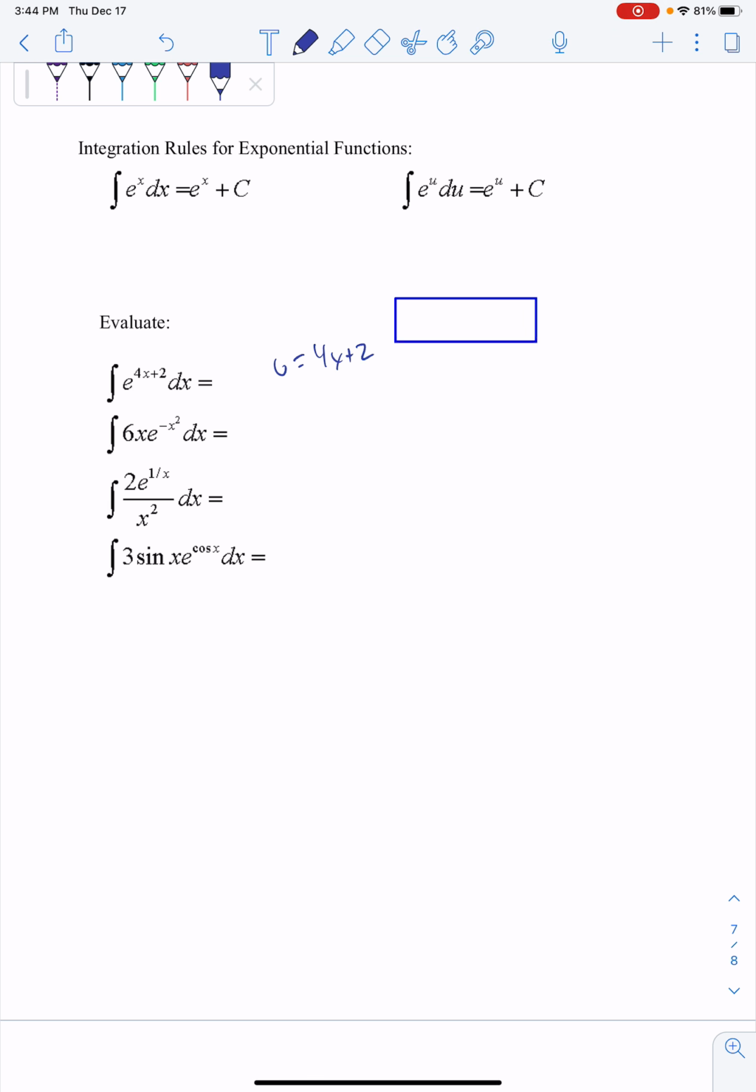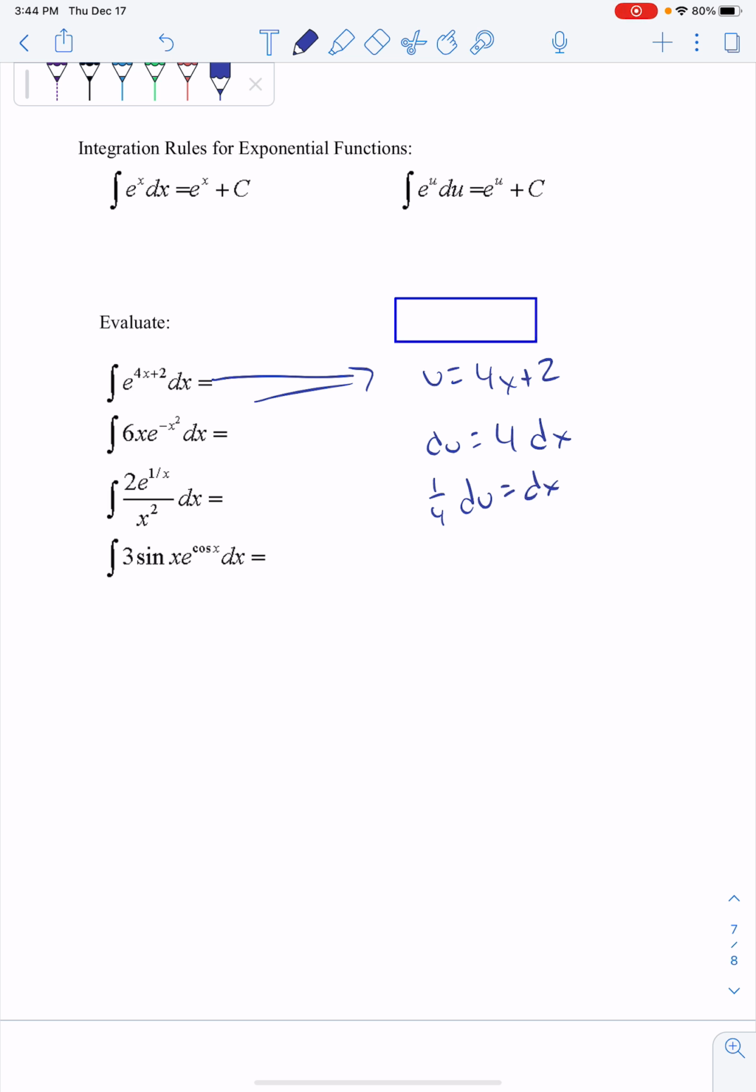And I'm trying to decide where we are going to do these. These problems are all smushed together. So let's bring this one over here for now. So let's let u equal 4x plus 2. Then that means that du equals 4 dx. Now I don't have a 4, so I'm going to change this to 1/4 du is equal to dx.